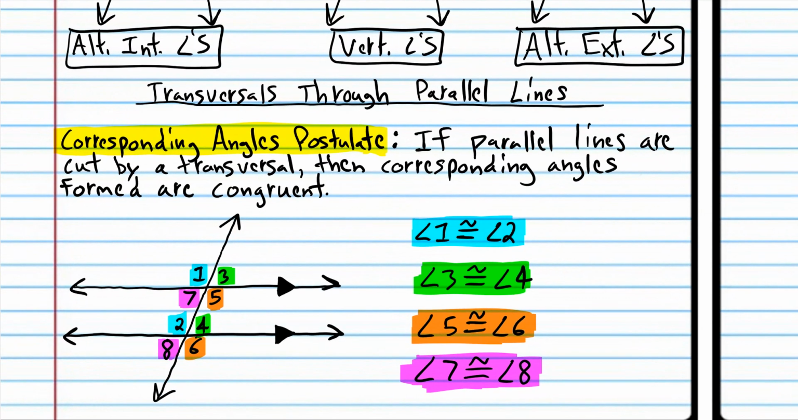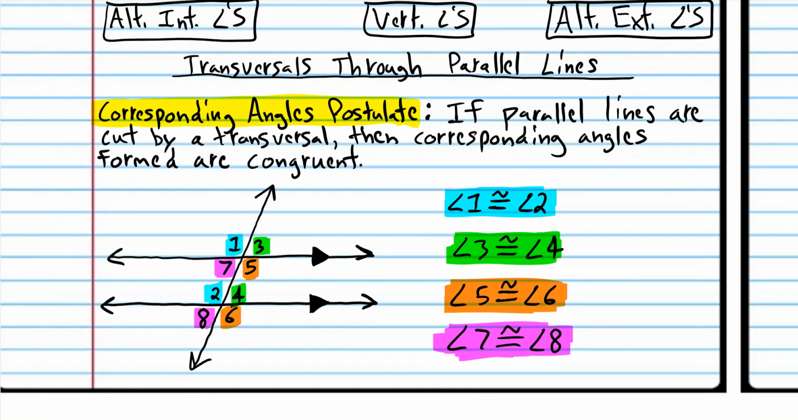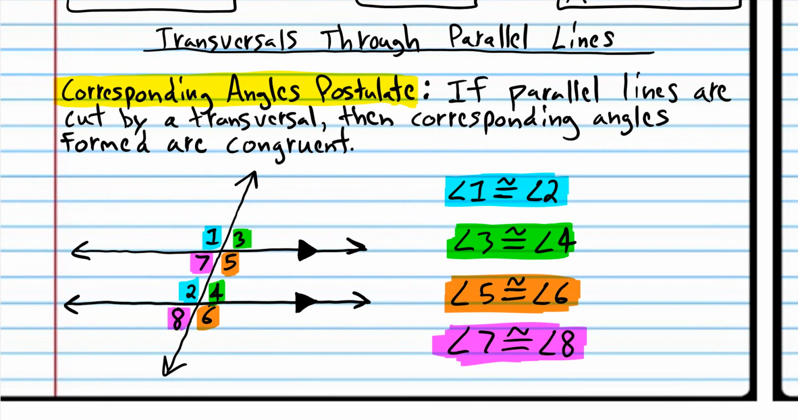So now we're going to go to a special case of this situation, this scenario. You can see we have a transversal through two lines, just like the previous problems that we did. But there's something different about this. This is a more specific case.